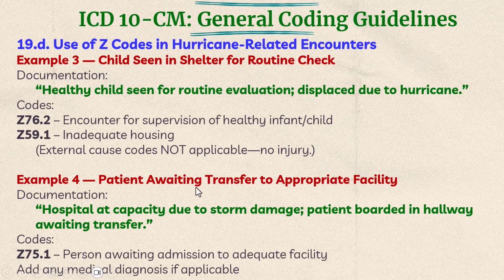Example 4, patient awaiting transfer to appropriate facility. So the documentation says hospital at capacity due to storm damage, patient boarded in hallway awaiting transfer. So here the code is Z75.1, that is person awaiting admission to adequate facility, and other medical diagnoses as applicable, but no injuries, so no external cause codes are reported.